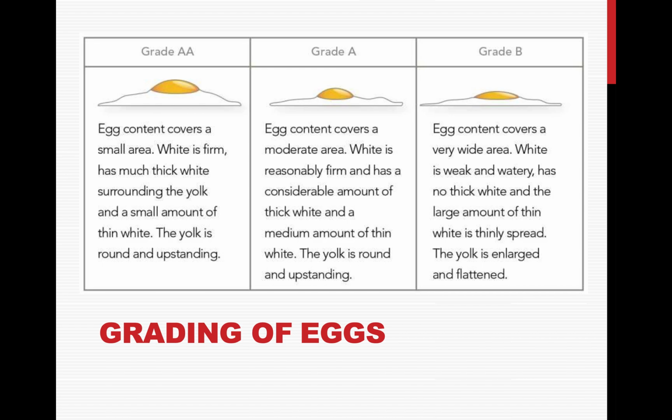Similarly, if the egg content covers a moderate area, the white is reasonably firm and has a considerable amount of thick white portion and a medium amount of thin white portion, and the yolk is round and upstanding, then this type of egg is graded as A grade egg. But if the egg content covers a wide area, the white is weak and watery and has no thicker white albumin portion, a large amount of thin white is thinly spread, and the yolk is enlarged and flat, then this type of egg is graded as B grade egg.